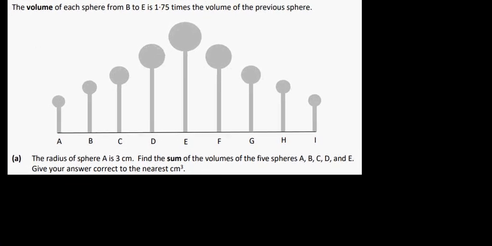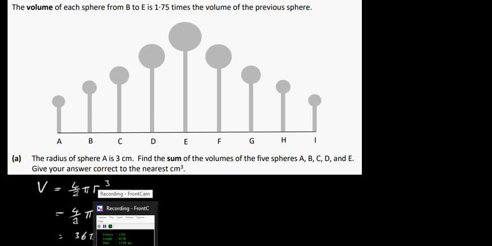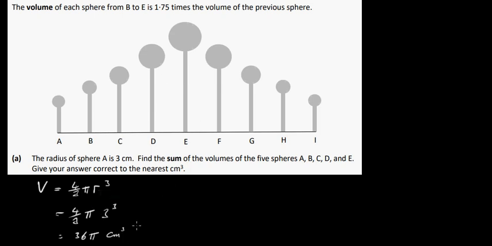Okay, so we know these are spheres, so the volume is equal to 4 over 3 pi r cubed. Now the volume of the first sphere, sphere A here, is going to be 4 over 3 pi times 3 cubed, and when you work that out, let's leave it in terms of pi for the moment, you get 36 pi, and we're talking about centimeters here, so it's centimeters cubed for volume. Now we want the sum of the first 5 spheres.